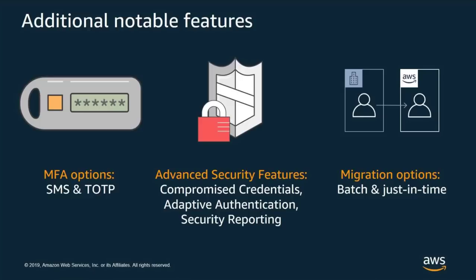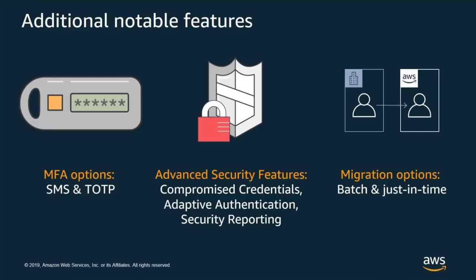So the first are your MFA options, right? This applies to when you're doing native identities within the user pool, when folks are actually signing up with a username and password. Cognito today supports two different types of MFA options. You can either do text message based with SMS, or you can do one-time password, using common applications like Google Authenticator, for example. There are lots of apps these days that support the TOTP standard.